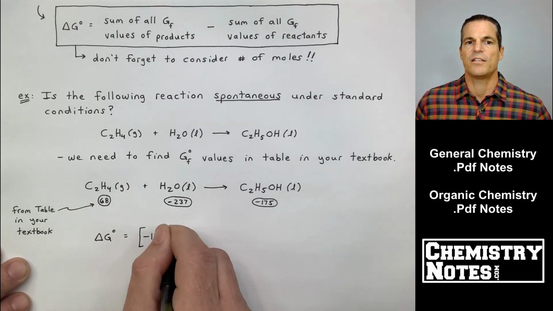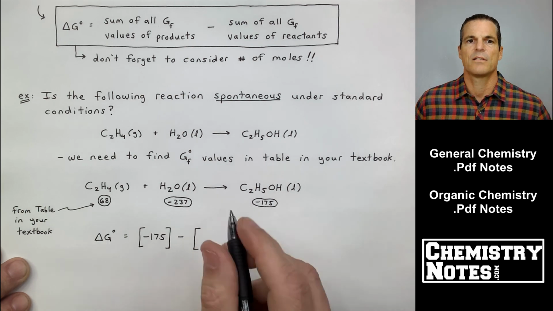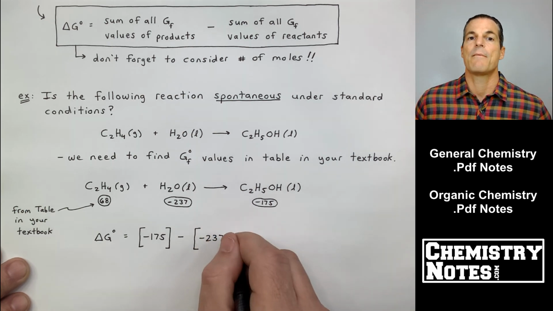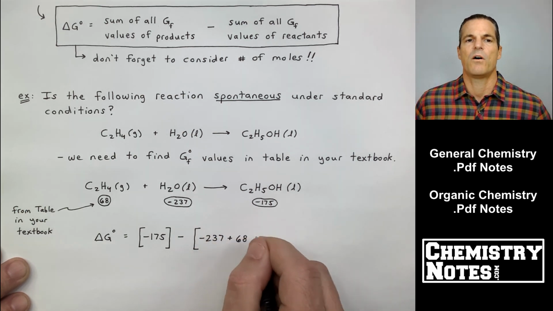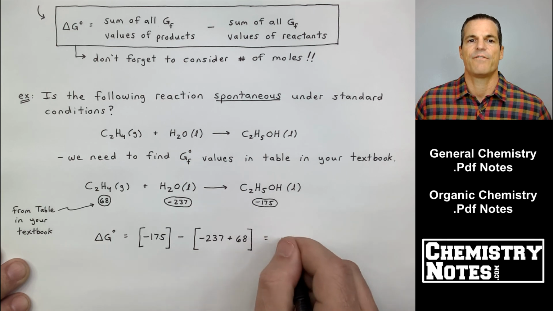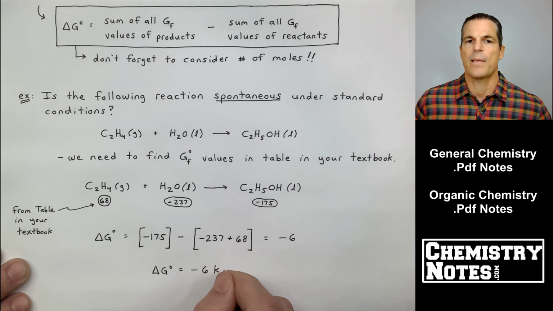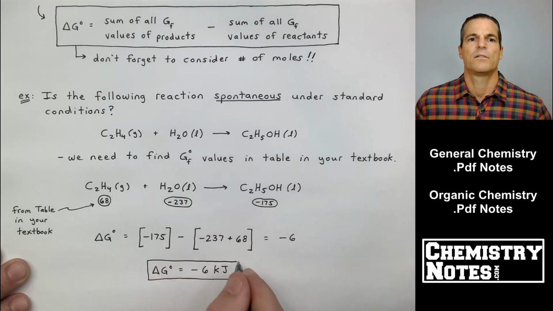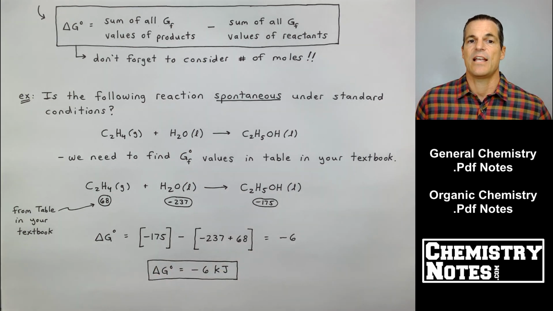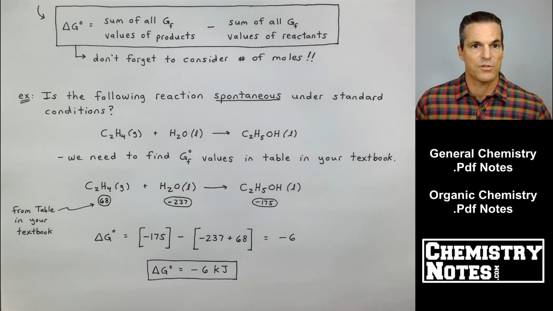So delta G is products minus reactants. So it's the minus 175 minus the sum of all the reactant GF values. Negative 237 plus 68. Everybody here had a coefficient of 1 in front of it, so it worked out kind of nicely, and the answer is minus 6 kilojoules. Those little circles, 68, minus 237, and minus 175, these are in kilojoules per mole.